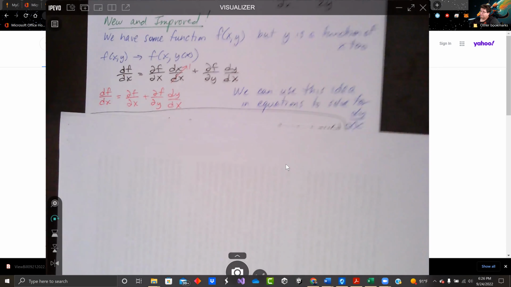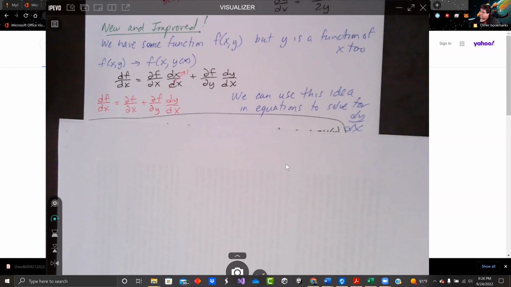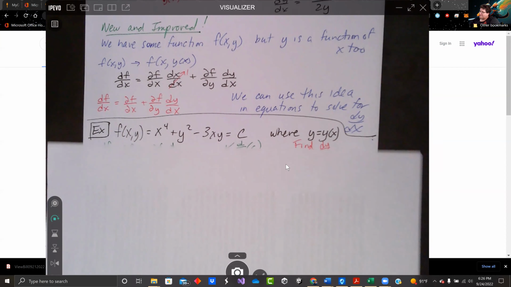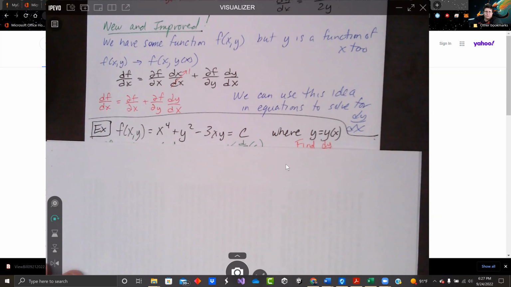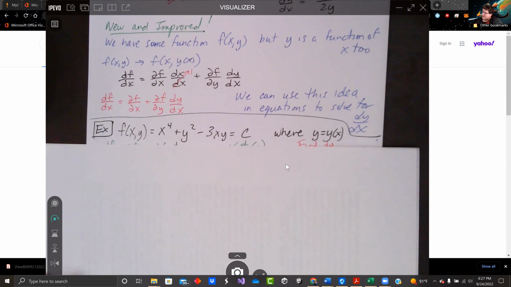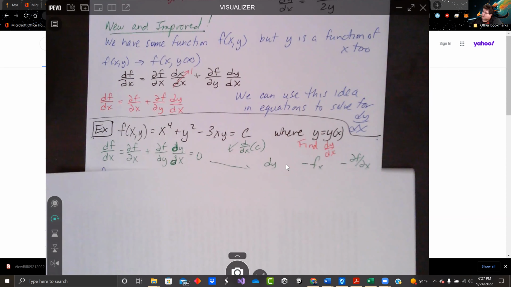Let's do that. So we're going to have f of x, y equals x to the 4th power plus y squared minus 3xy. And we'll say it equals some constant. I didn't pick a value because it doesn't really matter what the value is. But it's specifically y is a function of x. And our goal is to find dy/dx.